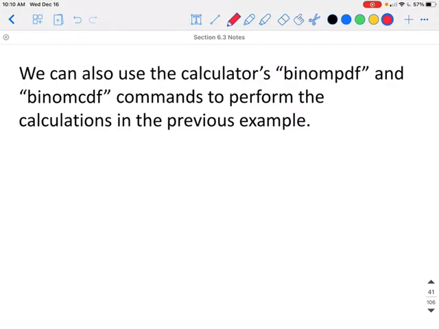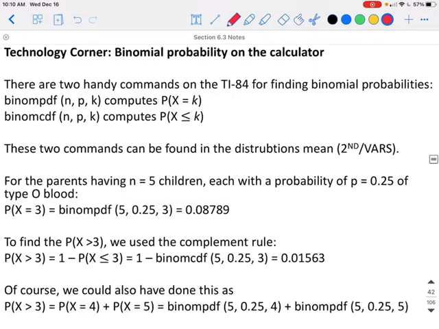We can also use the calculator's Binomial Pdf or Binomial CDF commands to perform calculations in that previous example. So there are 2 handy commands that you can use on your calculator. If you are looking for exactly the number of trials, so if you're looking for when x equals k, you can use the Binomial Pdf function. If you are looking for x is less than or equal to k, you can use the Binomial CDF function.